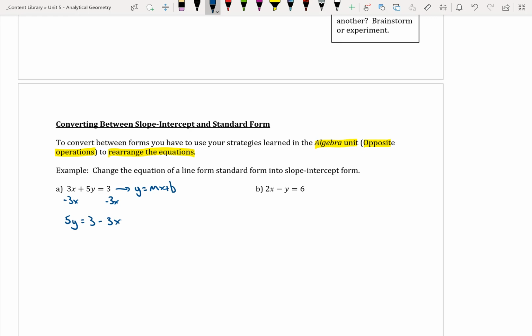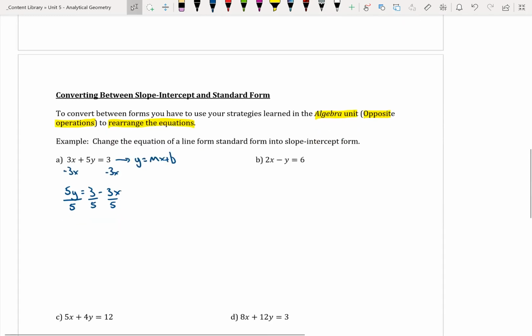Right now there's a 5 being multiplied by the y. So in order to get rid of that multiplying by 5, I need to divide by 5. And I'm going to divide both terms on the other side by 5 as well. On the one side it'll cancel out, and I'll be left with y equals 3 over 5 minus 3 over 5x. Now this is in y equals mx plus b form.